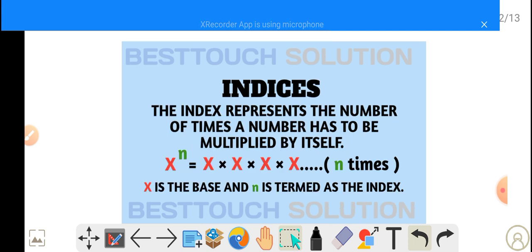Indices. The index represents the number of times a number has to be multiplied by itself. As you can see, x raised to power n times means if it's 9 times, 3 times, 4 times, that is, it must be multiplied that many times. x is the base and n is termed as the index.